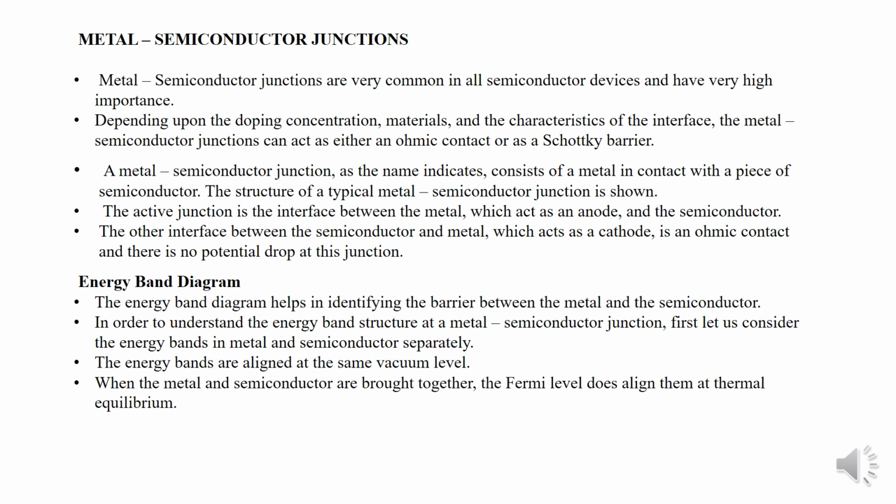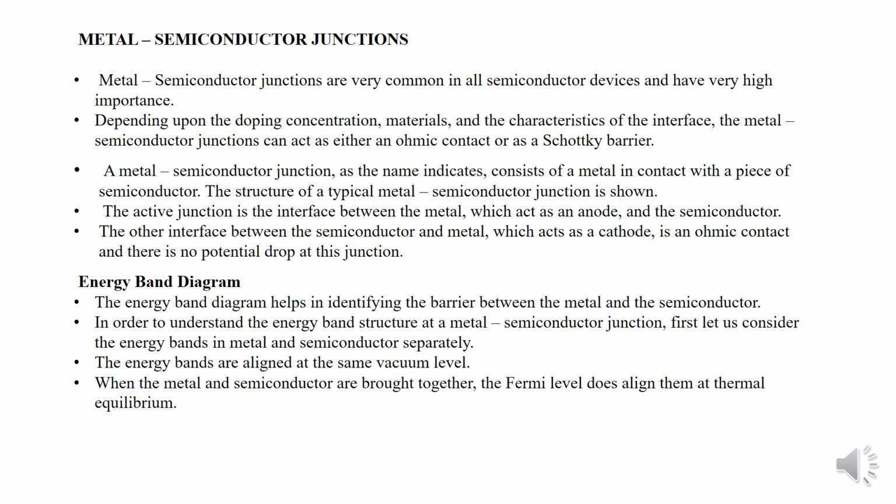Here, the metal semiconductor junction consists of a metal in contact with a piece of semiconductor, and the structure of the typical metal semiconductor junction is shown. The active junction is the interface between the metal, which acts as an anode, and the semiconductor. The other interface between the semiconductor and metal, which acts as a cathode, is an ohmic contact, and there is no potential drop at this point.